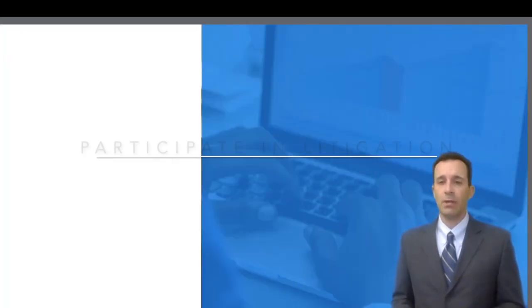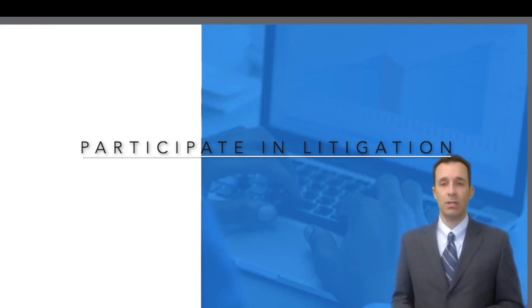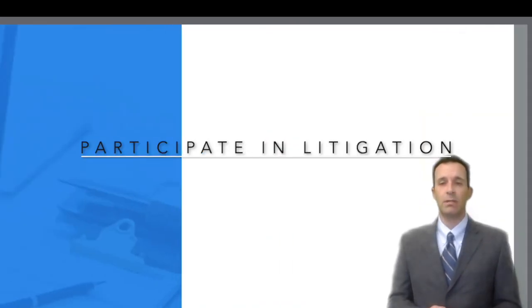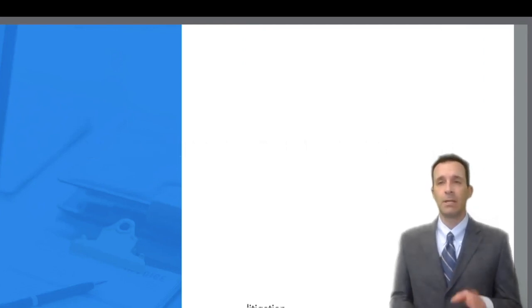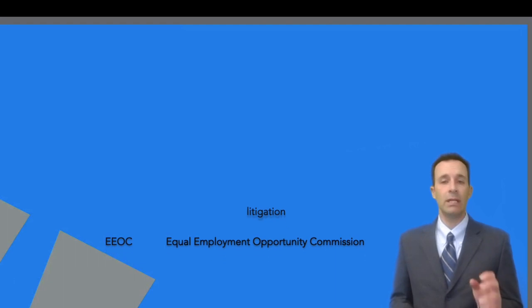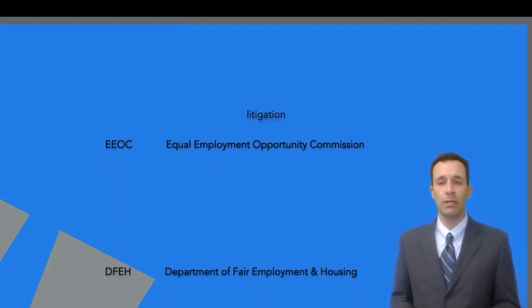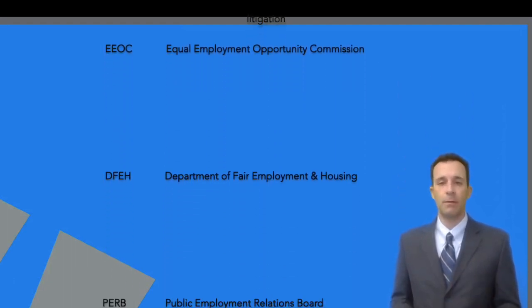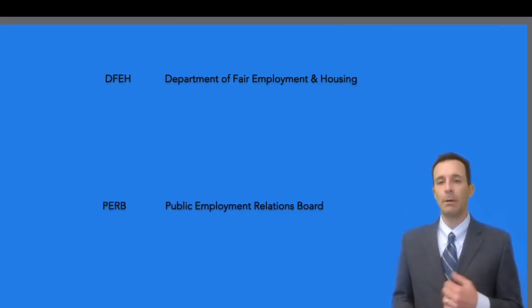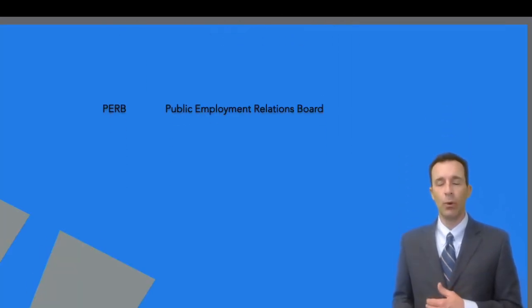The fourth area that we commonly find is the participation in administrative litigation, arbitration, and mediations as they relate to grievances or formal filings by current or former employees. Some of the areas that we deal with most frequently are the EEOC, the Equal Employment Opportunity Commission, the DFEH, the Department of Fair Employment and Housing, or PERB, the Public Employment Relations Board.